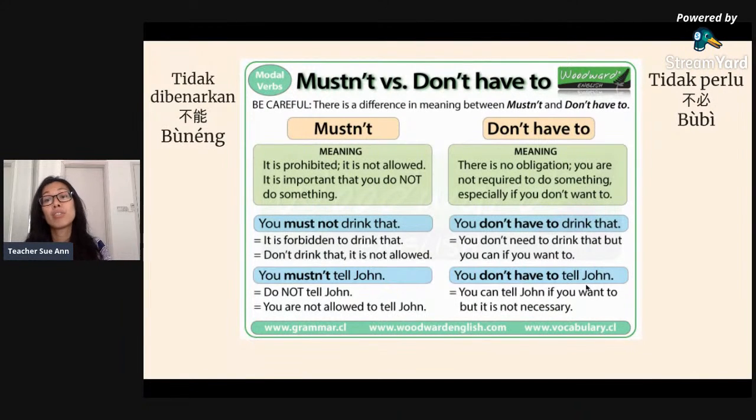You don't have to drink that. Kamu tidak perlu. Kalau kamu tak nak, tak apalah. Don't have to drink that. But you can, if you want to. You don't have to tell John. You don't have to tell him if you don't want to, or if you want, then you can tell. Right? So this is the difference between mustn't and don't have to.